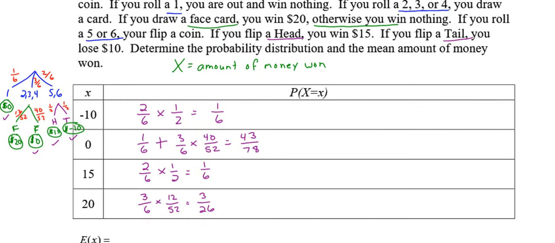Now one way to check to see if your work is correct is to add all of them up. If you add them all up, they should equal 1. So when you do, take all of those and add them together. So 1 over 6 plus 43 over 78 plus 1 over 6 plus 3 over 26, you get 1. That doesn't ensure that you did it correctly, because you still could have made a mistake somewhere or made a couple of mistakes that balanced each other out. But if that does not equal 1, then for sure you've made a mistake.